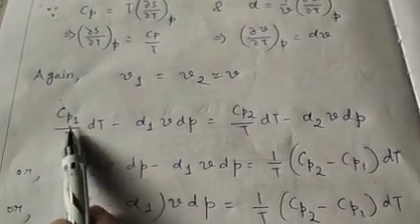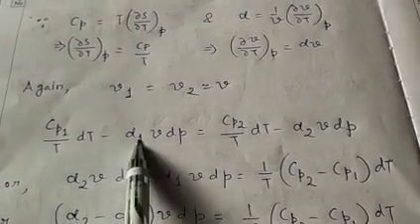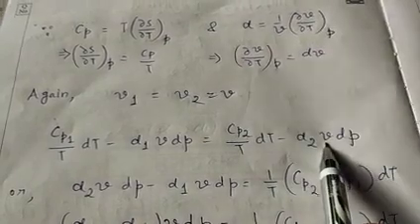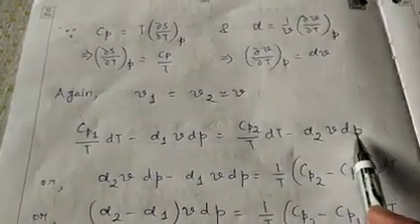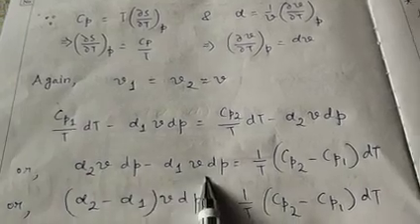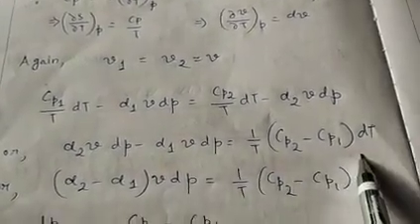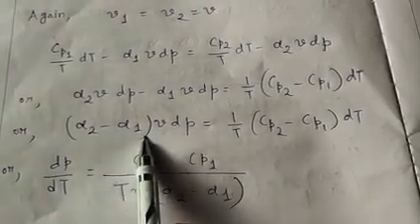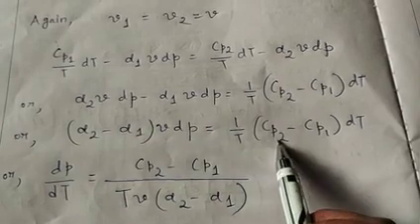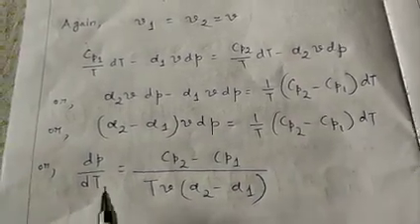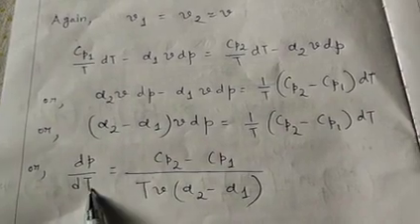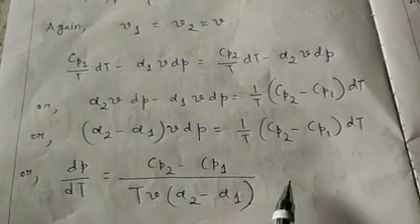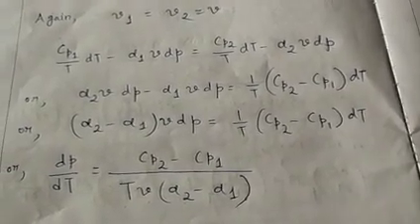So what we have here is Cp1 by T dT minus alpha 1 V dP, equal to Cp2 by T dT minus alpha 2 V dP. Now we are taking these dP terms together and these dT terms together on the right hand side. If we take V dP common, we have alpha 2 minus alpha 1, and taking 1 by T common, we have Cp2 minus Cp1. So finally we have dP by dT equals Cp2 minus Cp1 divided by TV times alpha 2 minus alpha 1. So this is the first Ehrenfest equation.